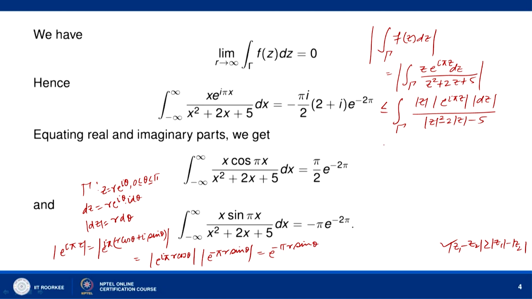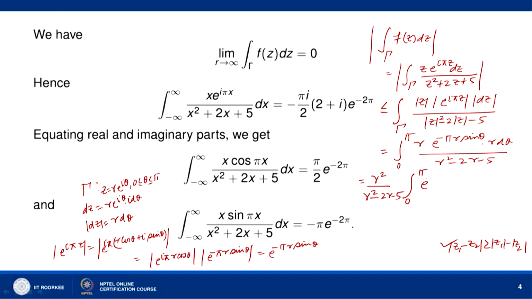So, this can be written as the integral from 0 to pi of e to the power minus pi r sin theta into r d theta, divided by r square minus 2r minus 5. Now, this is equal to r square upon r square minus 2r minus 5 times the integral from 0 to pi of e to the power minus pi r sin theta d theta.